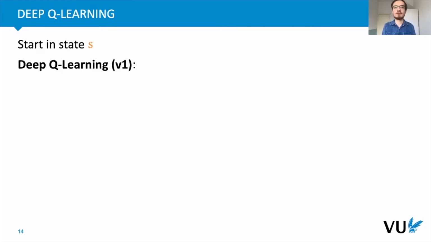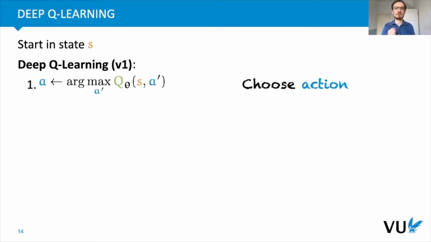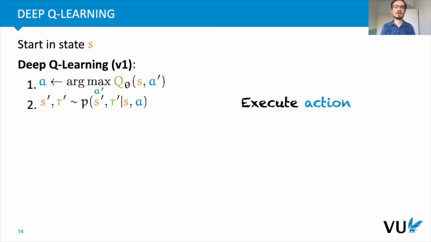Now let's look at the deep Q-learning algorithm. We start from state S, and then we loop from this state. First, we just follow the computation graph that we just showed. We take an action in that state. And how are we going to do this? We choose the action that maximizes the Q function that we have estimated, so Q theta of S, A. Next, of course, we execute that action in the environment. That gives us a new state and a new reward.